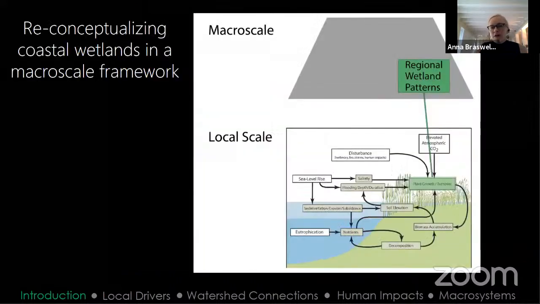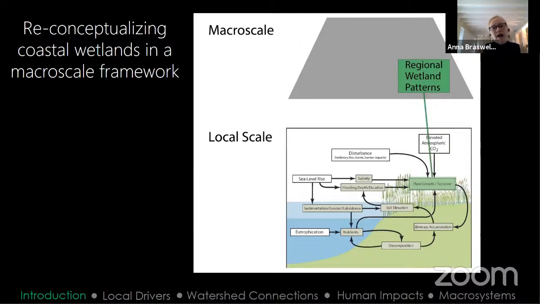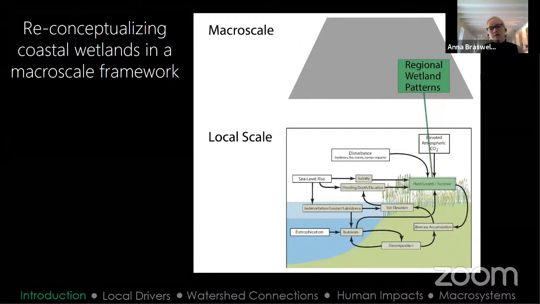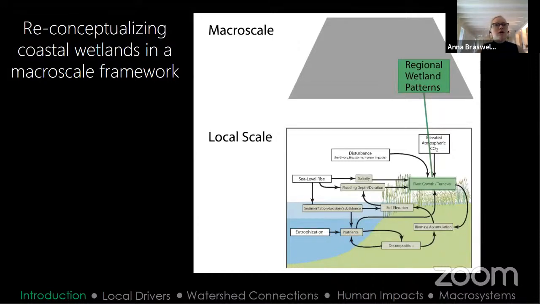And what I want to talk about today is how to take that local scale and start to connect it to macro scale drivers. So if we think about plant growth, that's one thing that can emerge up into the macro scale, into regional wetland patterns. So where do mangroves exist along our coastlines, and what kind of wetland patterns do certain types of estuaries have?